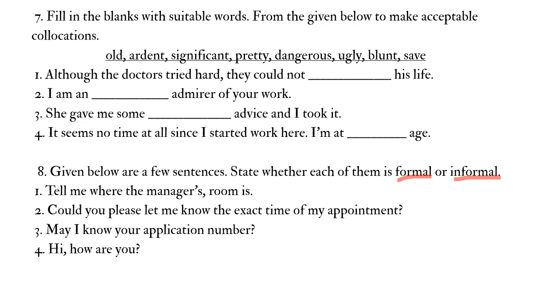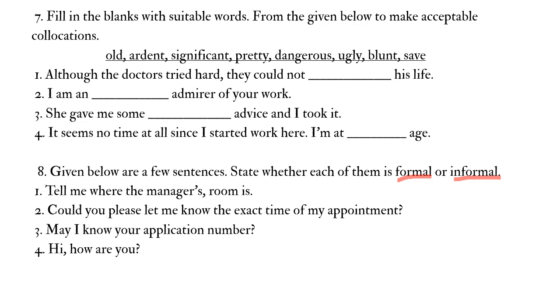Now you have to identify which is formal and which is informal. Tell me where the manager's room is. Here, telling me the way is not polite. It shows the person may be a subordinate or a stranger or a younger one, younger to the person who is speaking like this. Tell me where the manager's room is. This is an informal sentence.